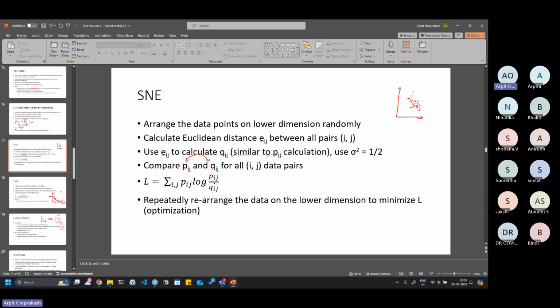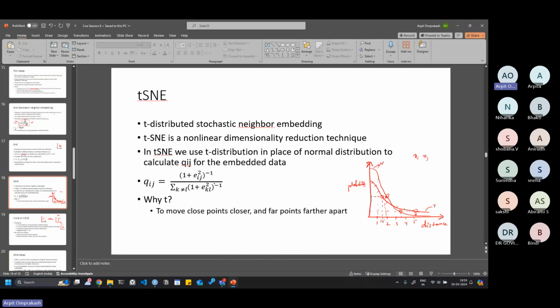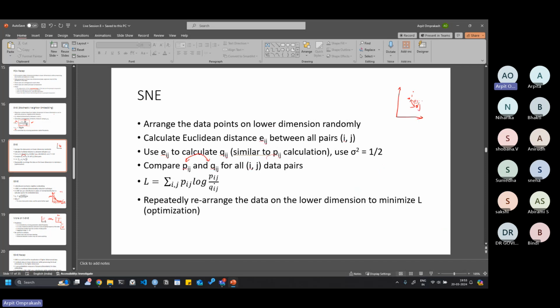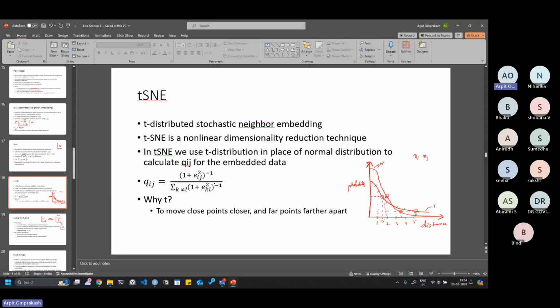That is SNE. t-SNE is basically stochastic neighbor embedding with a t distribution. So here in the second part, where we are calculating the Qij in the lower dimension, what we are using is a t distribution. So we are using this formula to calculate the Qij, not the formula from the normal distribution. So what does this do basically? It basically moves close points closer and far points farther apart.